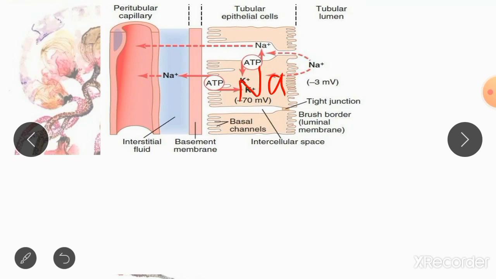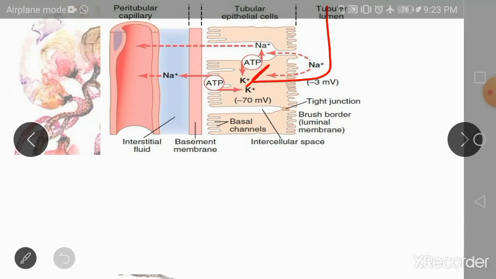So to maintain a gradient, there are sodium potassium ATPase pumps present at the lateral and basal surfaces of the epithelial cells. Now what they do is they pump 3 sodiums out of the cell into the interstitial space and pump 2 potassium into the cell. When the sodium is continuously being pumped out from the cell, it reduces the concentration of sodium within the cell, so more sodium can be reabsorbed from the lumen into the cell.